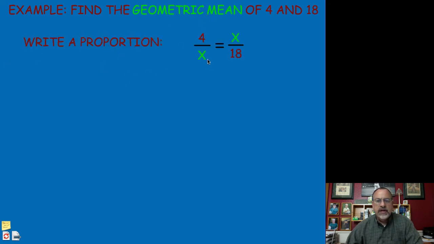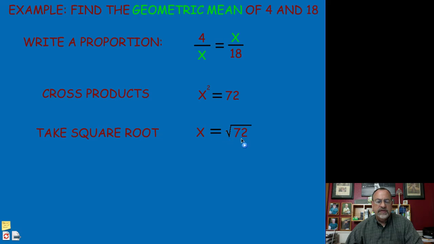We could write a proportion, and the geometric mean, so these two values are the same, so the mean values are the same, the geometric mean of 4 and 18. So I put 4 and 18 in the extreme positions. I then simply solve this using the cross products, or the product of the extremes is equal to the product of the means. So then I take the square root of both sides, so I have x is the square root of 72, and then I would use my skill that I now have in simplifying radicals to come up with 6 square root of 2. So the geometric mean of 4 and 18 is 6 square root of 2.